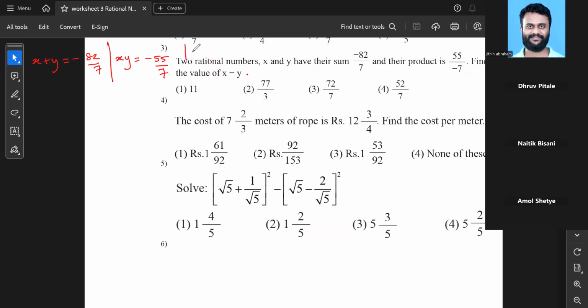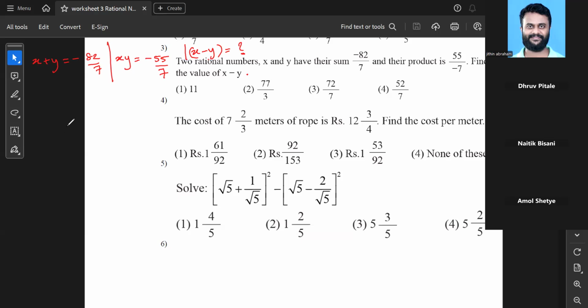Now, what we are supposed to find is x minus y. So for your information, I will give you a very simple relation between them. Now this can be solved. There is one method, like factors. Do you know quadratic equation? Yes, sir. You know quadratic equation? Yes.